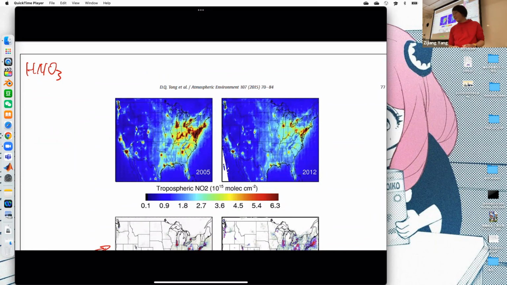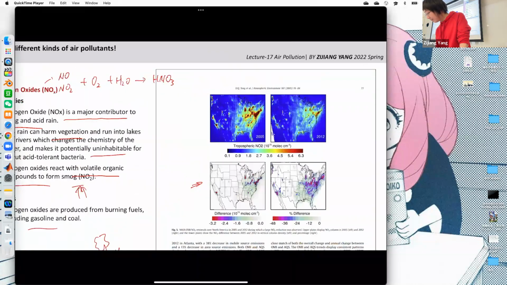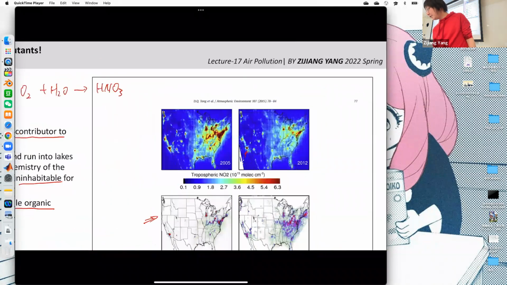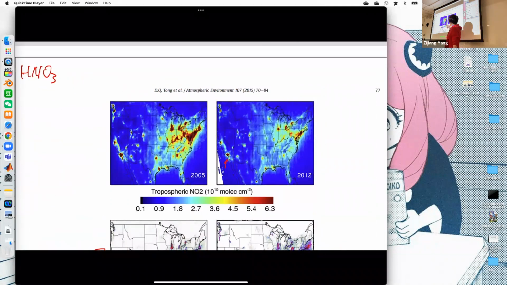So we have a relatively large amount of NO2 here. And yeah, we can see we also have something here. But in general, we can see that after about 7 years, the concentration of nitrogen dioxide decreases over time, which means the air becomes better.